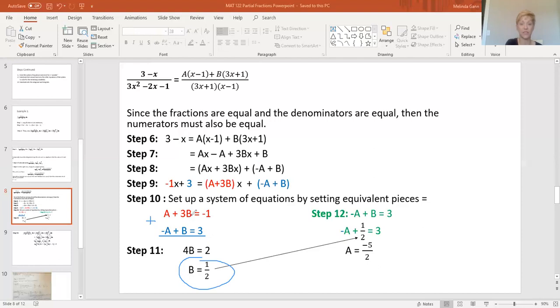Substitute back into either of these equations. Now, why did I substitute into this one? Just because it looked easier to me. So the opposite of a plus b is 3. Well, I know b is 1/2, so I put 1/2 in there. I subtract 1/2 from both sides, and that's where I got negative a was 5/2. And then I divided both sides by the negative. So now I've got my a and I've got my b.